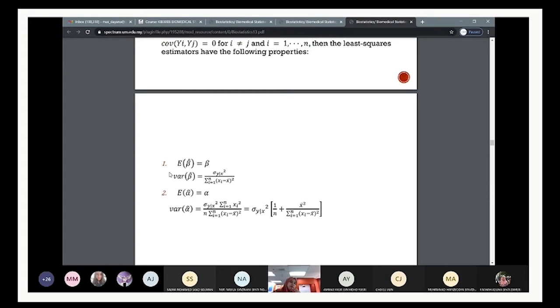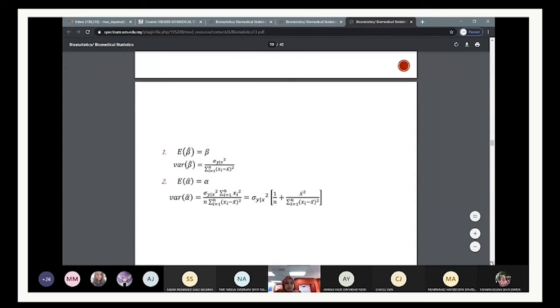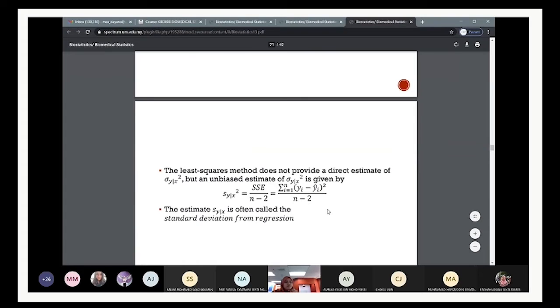The expected value of the estimated slope beta is equal to the slope, and the variance is given by this equation. The expected value of the estimated alpha is equal to alpha, and the variance you can get using this equation. Don't worry, I'm not going to ask you to memorize any equation. You can always check when you need. Okay, so this is the most important one.